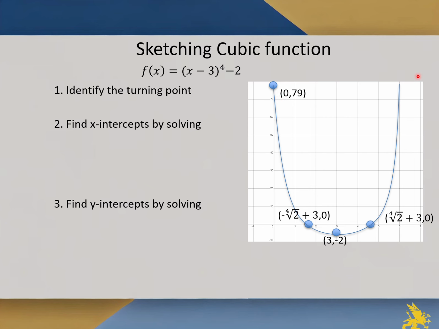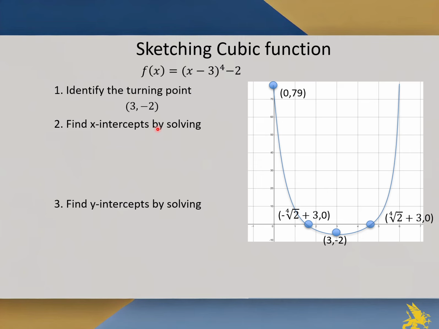So I've got my graph here that I've already graphed. The first thing every single time that we need to look at is our turning point. Here we've got (x - 3) to the power of 4, take away 2. If I make this 0, x is 3, which means I'm left with -2. So that is always going to be our turning point, and that's the same as when we did quadratics.